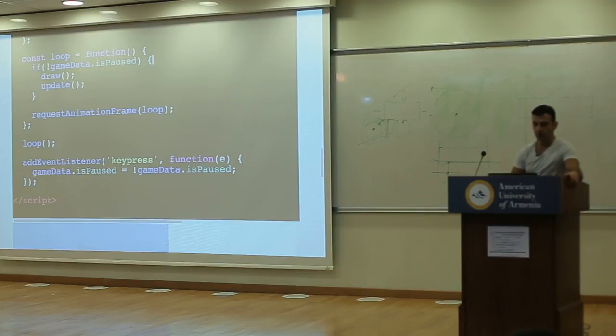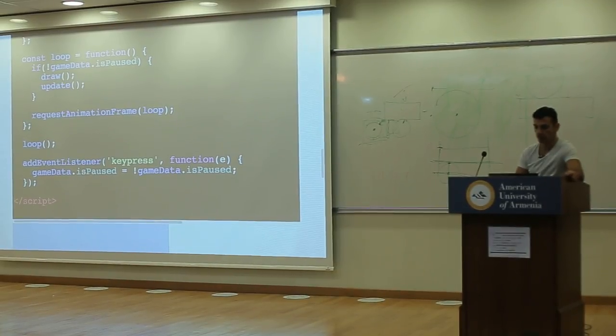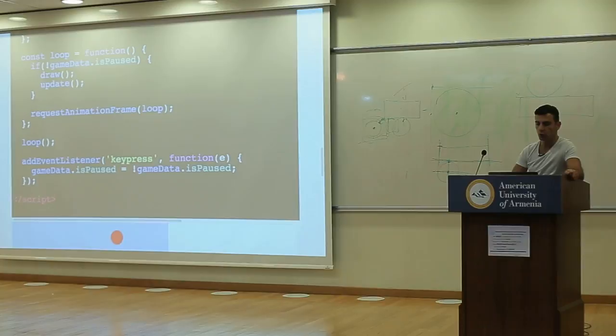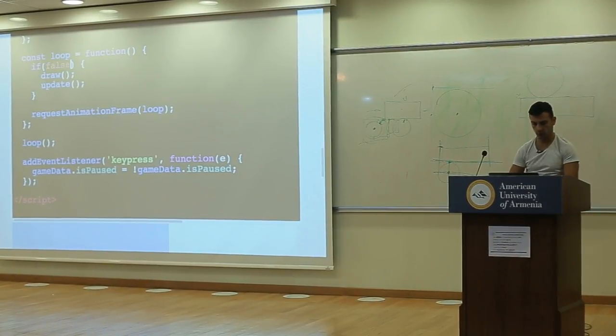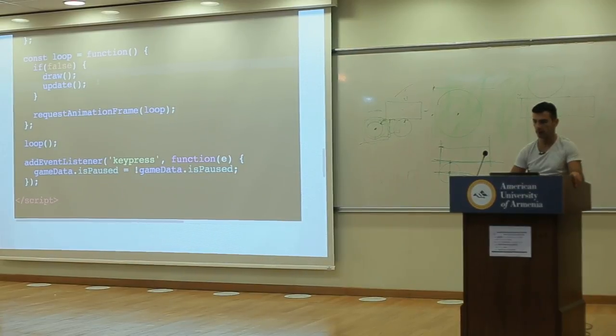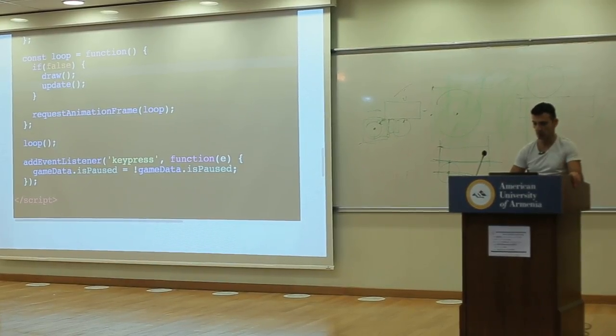Is paused. If it's paused, what should the value be for is paused? If it is paused, what should it be? True or false? We said that it should be false. Okay, but if you want to pause it, what should is paused be? True. If you flip true, what do you get? If you get false here, will this code run? False.